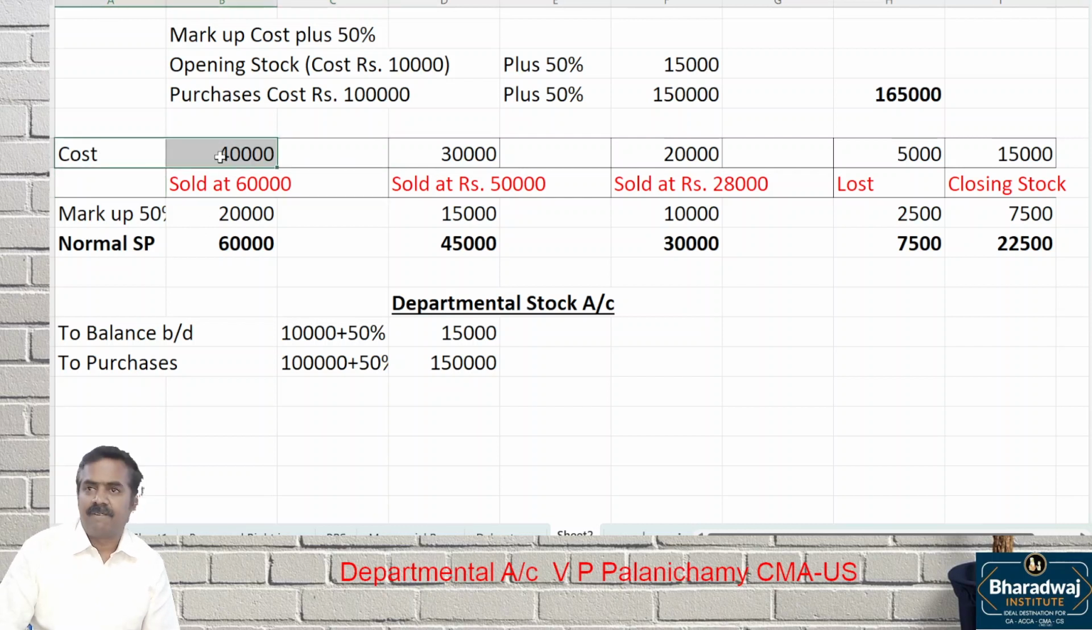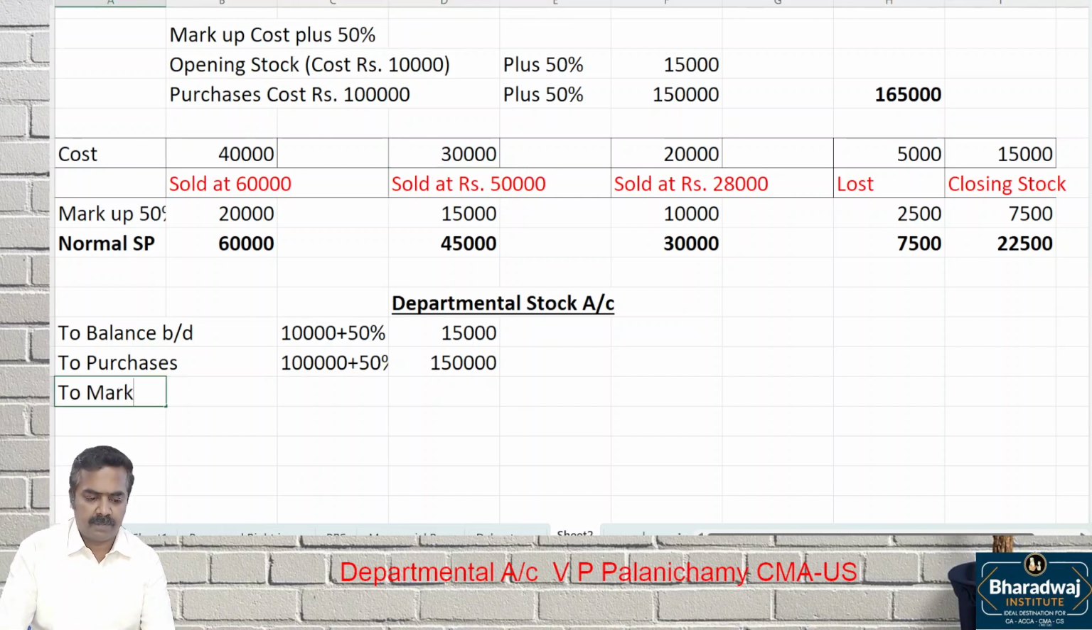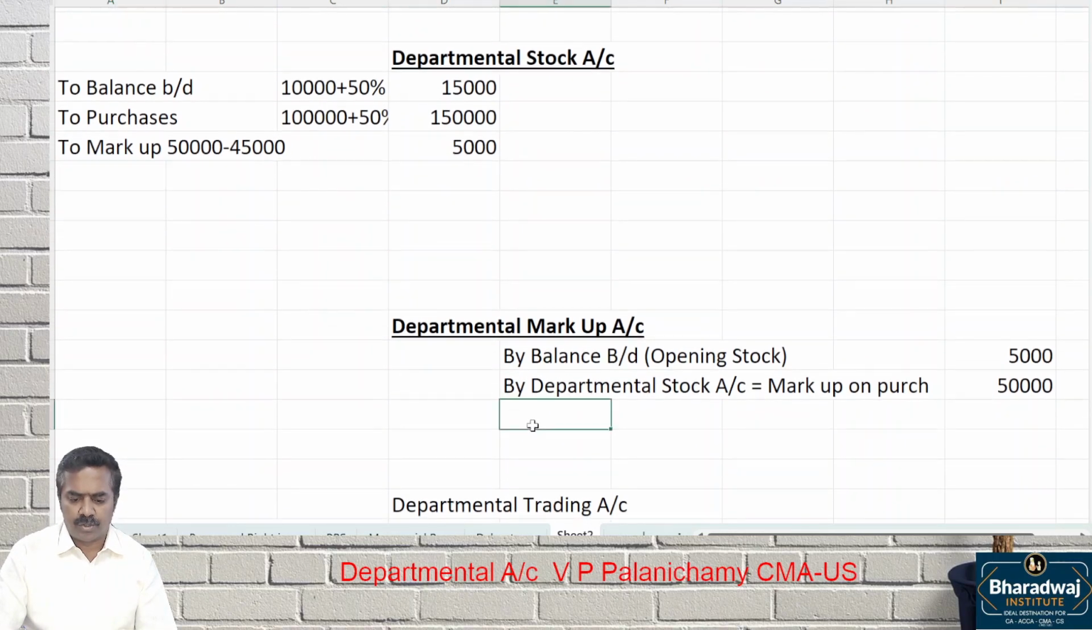Sir, what is the cost? 40 plus 50%. What is the normal selling price? 60,000. Sold at 60,000. No markup or markdown is required for this 40,000. Look at this 30,000. What is the normal selling price? 45,000. It is sold at 50,000. There is an additional profit that we will mark up. How much do we mark up? 50,000 minus 45,000. What is the additional profit that we earn? 5,000 on the stock. That will be recorded in stock account also.